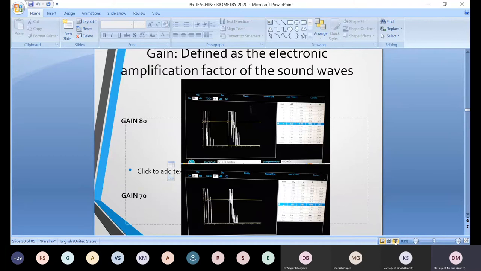When I reduce the gain to 70%, now you see the spike width has come down. So it is ideal to record the best scan at minimum gain. So that will give you more accuracy.